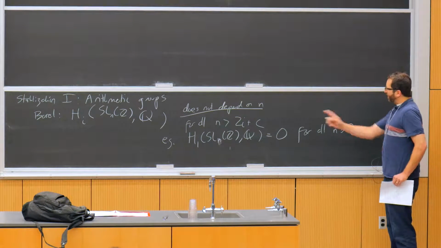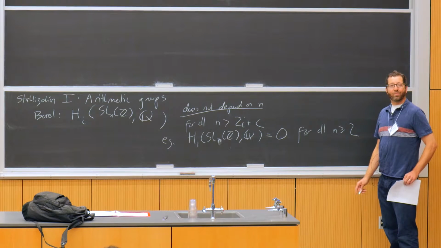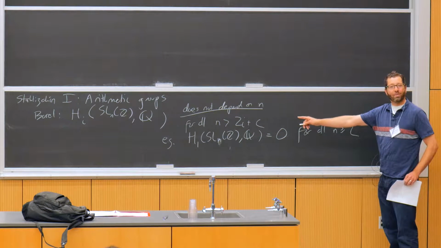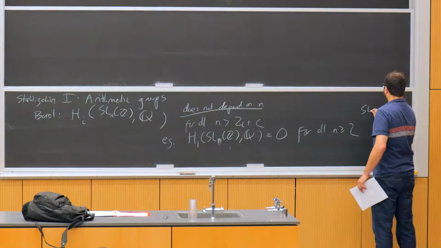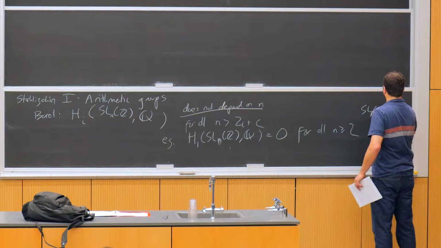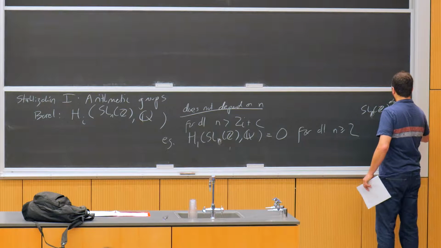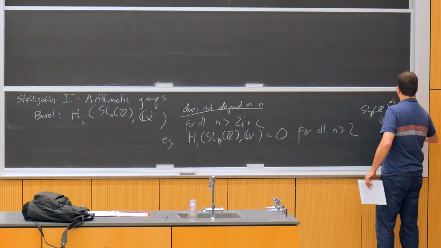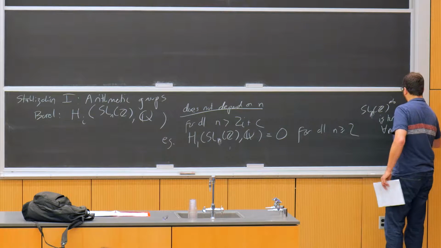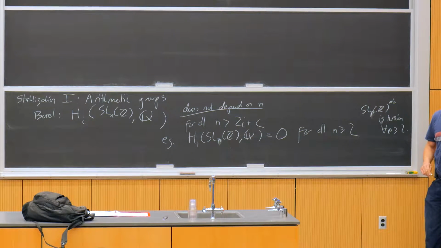Actually, it's an interesting question. I don't know how hard this exercise is for large n. But for SL_2, it's a good exercise in multiplying matrices. So in other words, to say that when you tensor with Q you get 0, you're saying that the abelianization of SL_n(Z) is torsion for all n bigger than or equal to 2.